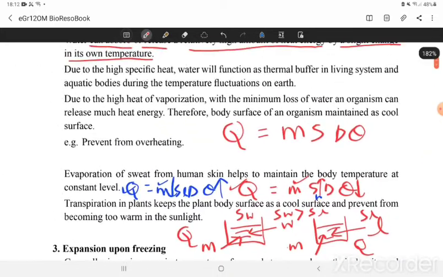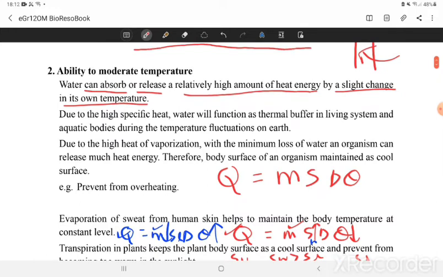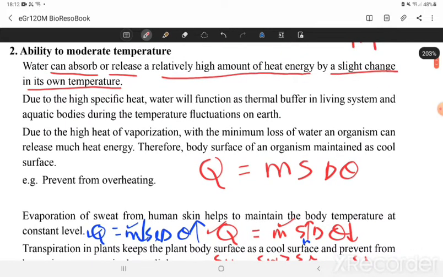Now you come back to this. Now you can understand this very well. Water can absorb or release a relatively high amount of heat energy by a slight change in its own temperature. Now you understood why, because it has a high specific heat capacity. Therefore delta theta is lower. Delta theta means the change in temperature.